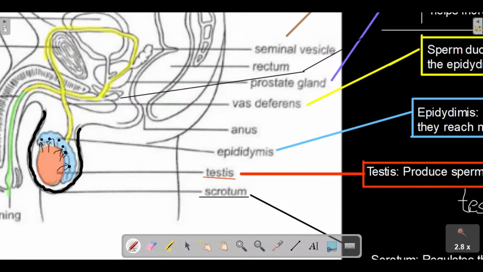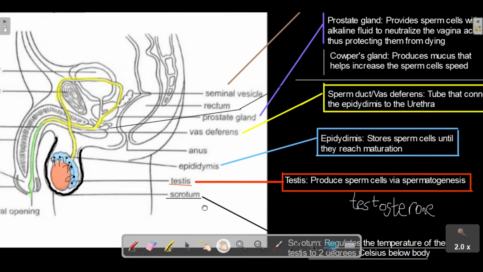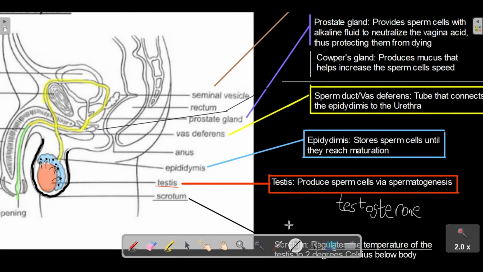This is the third structure, right? So this is the structure that is blue here. So that is the epididymis. It's exactly on top of the testes. That's what we call the epididymis. So the epididymis really stores these immature sperm cells until they are mature. So that is its function. So it stores sperm cells until they reach maturation. So that is the function of the epididymis.